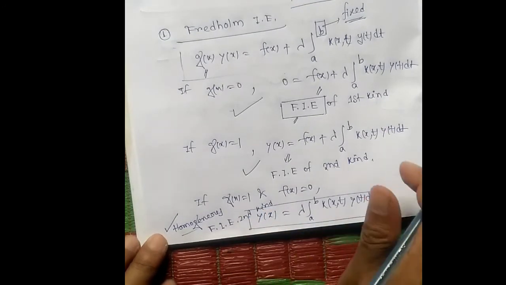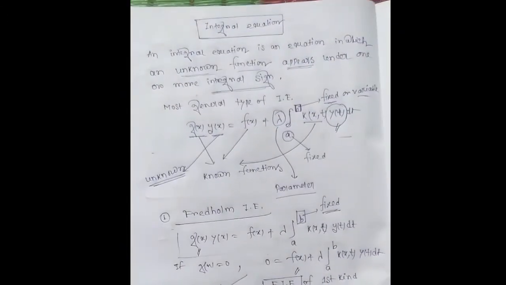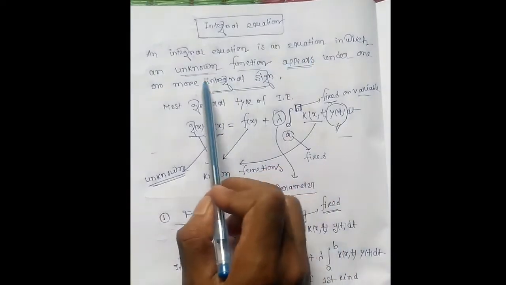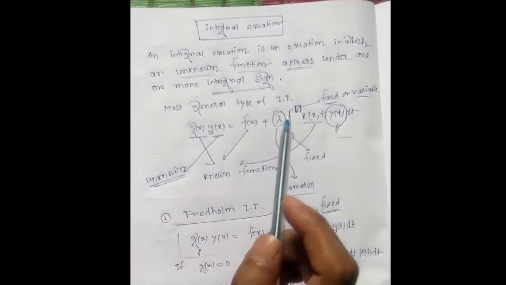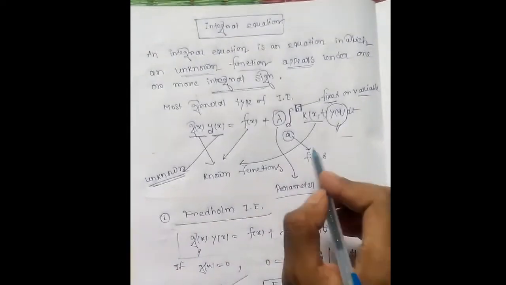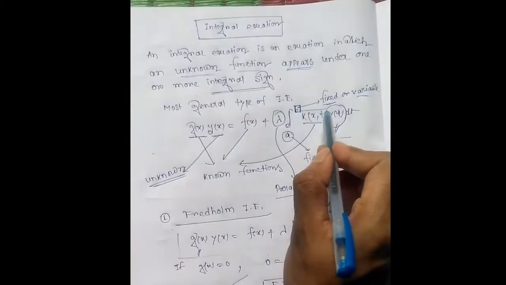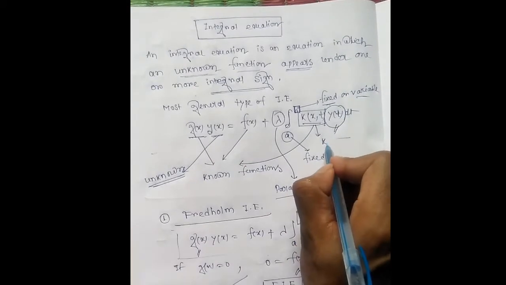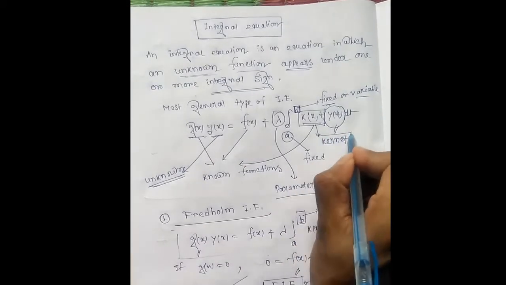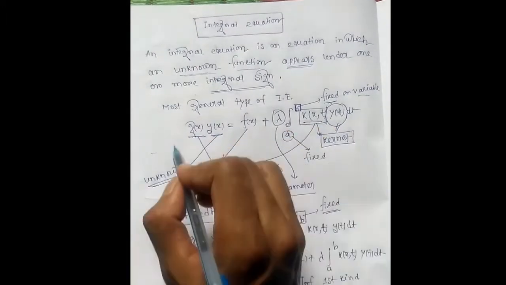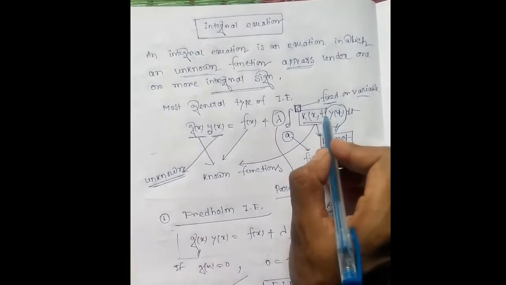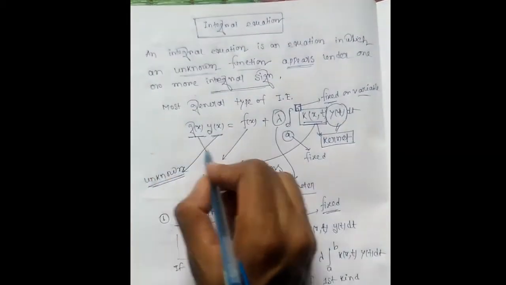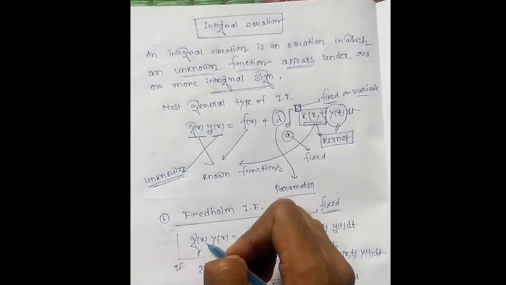Now in the definitions, an integral equation is an equation in which unknown functions appear under one or more integral signs. Now this K(x,t) is called the kernel of the integral equation. This is very important. This K(x,t) is called the kernel of the integral equation.